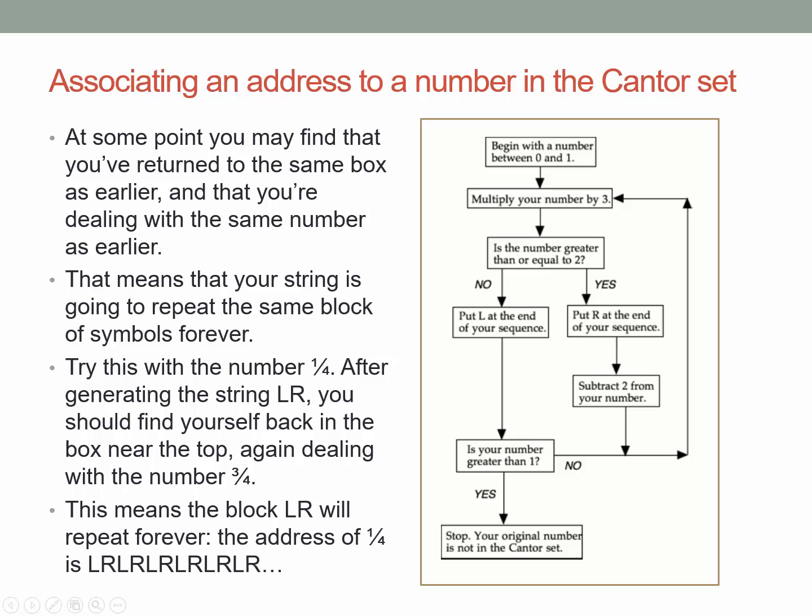It says multiply your number by 3. And now we have the number 3/4. Well, that's the same number we had before, right? When we first multiplied our initial number by 3, we got 3/4. So we're back to the same box with the same number, 3/4. That means that the string of symbols that we have just generated, the L and the R, is going to repeat forever. The block LR will repeat forever in the address of the number 1/4, and so the address of the number 1/4 is LR, LR, LR, and so on forever.